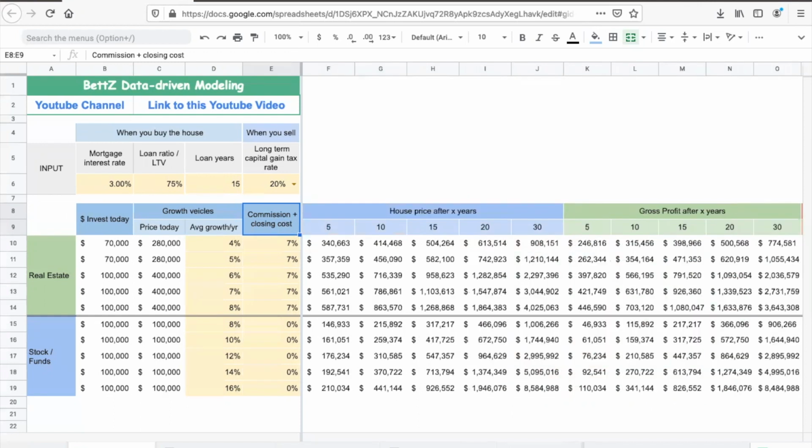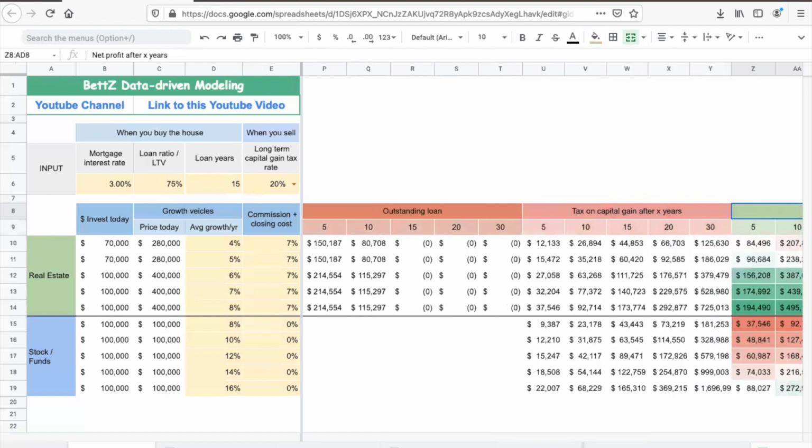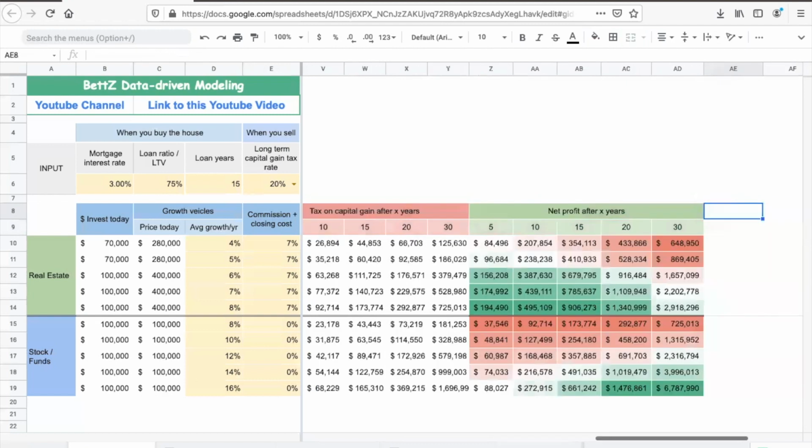With these default inputs, I have modeled out what the investment looks like if you want to sell the assets in 5, 10, 15, 20, and 30 years respectively. Similar to what we have gone through earlier, we have house price after X years, gross profit after X years, outstanding loan, tax on capital gain, and finally, net profit after X years, which is our final goal.